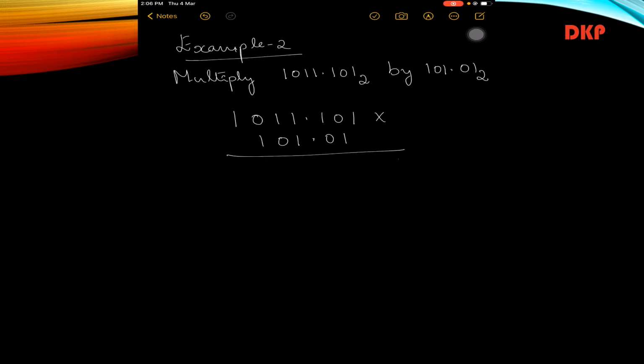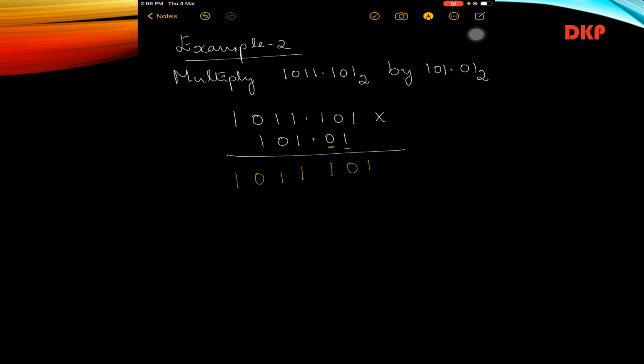Let us do another example. This is mixed numbers: 1011.101 and 101.01. So this is a multiplication of mixed numbers. Let us take the first bit. The first bit should be multiplied with all these. So 1 times 1 is 1, 1 times 0 is 0, 1 times 1 is 1, 1 times 1 is 1, 1 times 1 is 1, 1 times 0 is 0, 1 times 1 is 1.